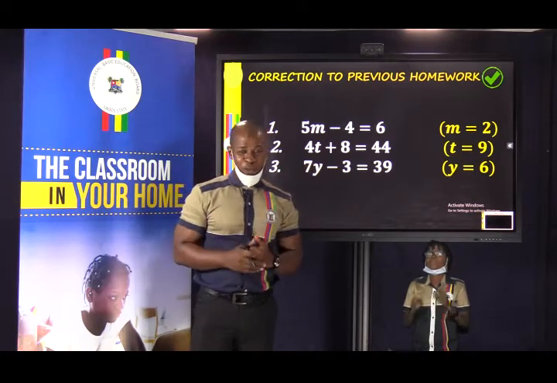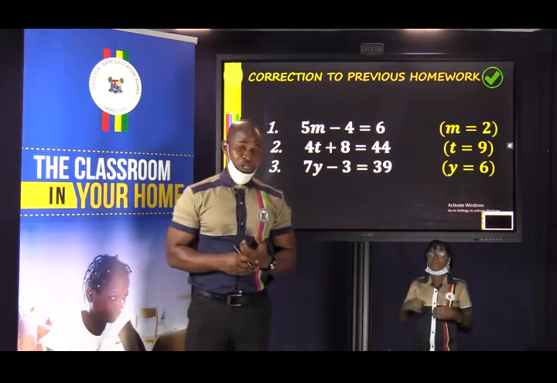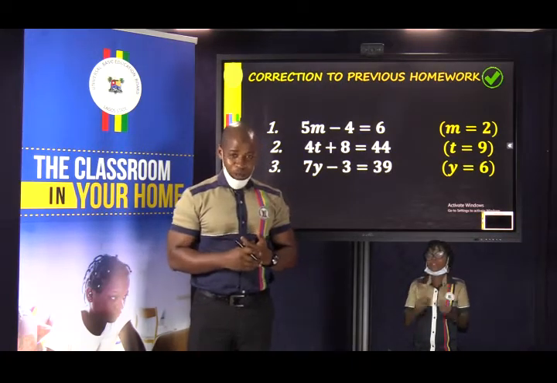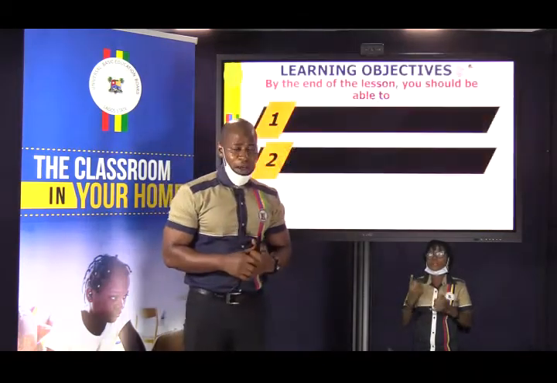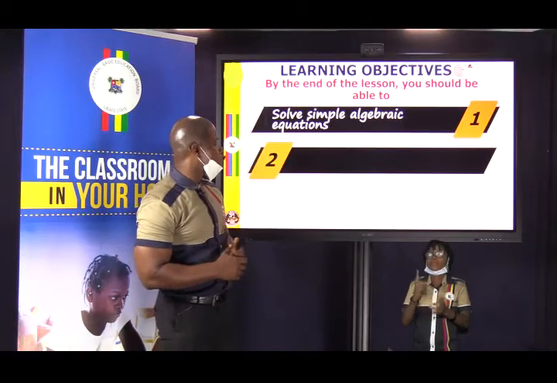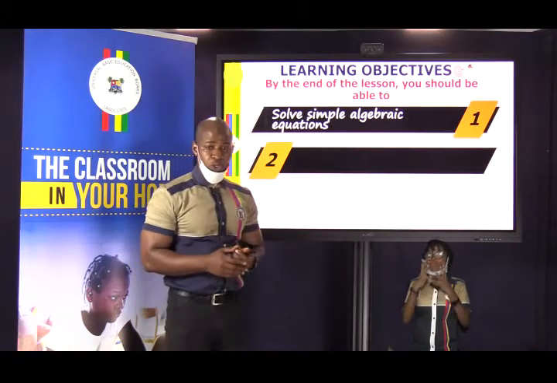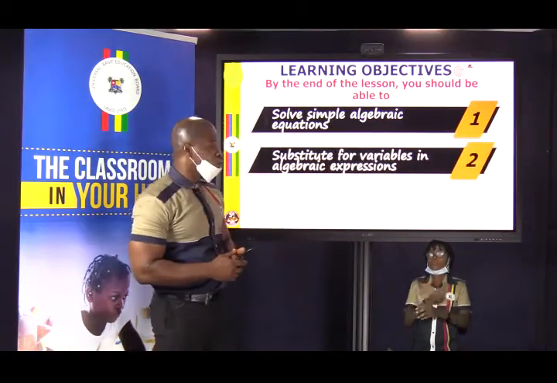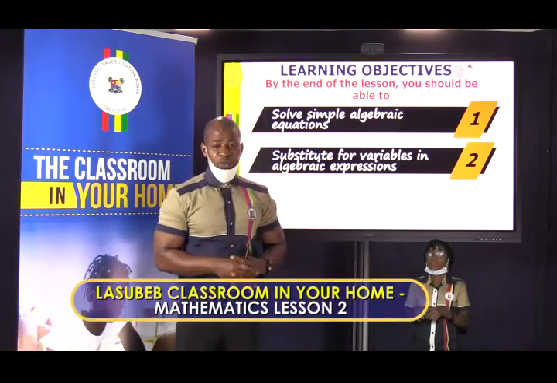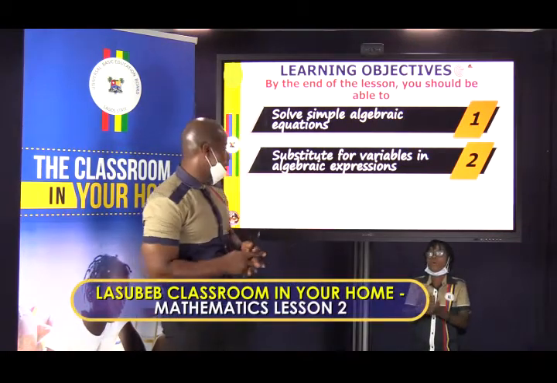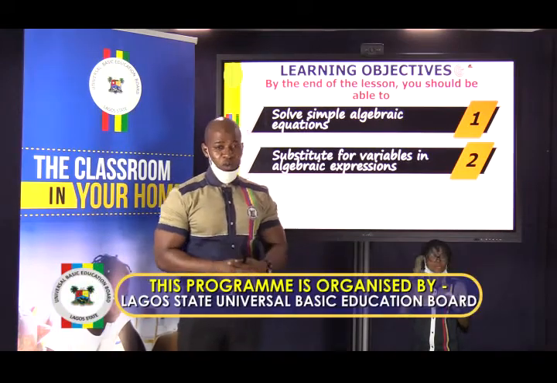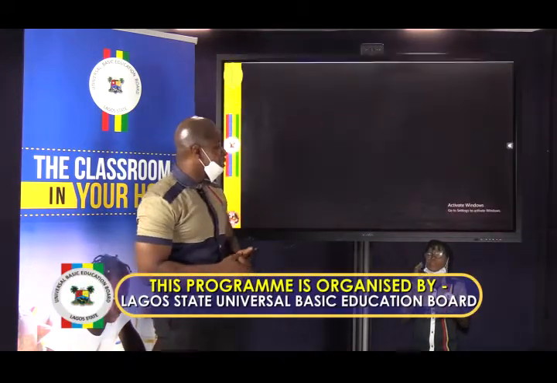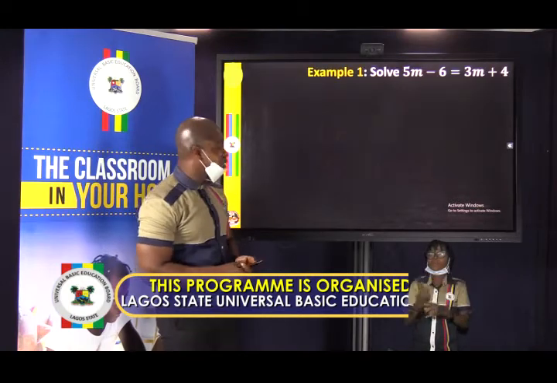Now, if you're still having problem with solving algebraic equations, you will not have problems at the end of the lesson. Let's look at the lesson objectives. By the end of the lesson, you should be able to solve simple algebraic equations conveniently, and you should also be able to substitute for variables in algebraic expressions. What does that mean, substitute? Have you heard the word before? Well, you'll find out by the end of the lesson, and you'll be able to do it.